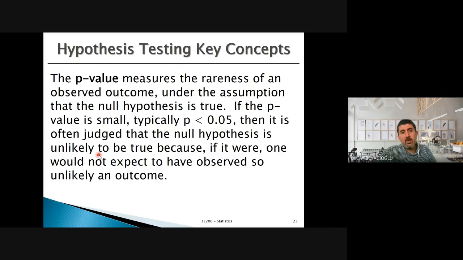The null hypothesis is unlikely to be true because if it were, one would not expect to have observed so unlikely an outcome. So what does this mean here? We are saying the following.